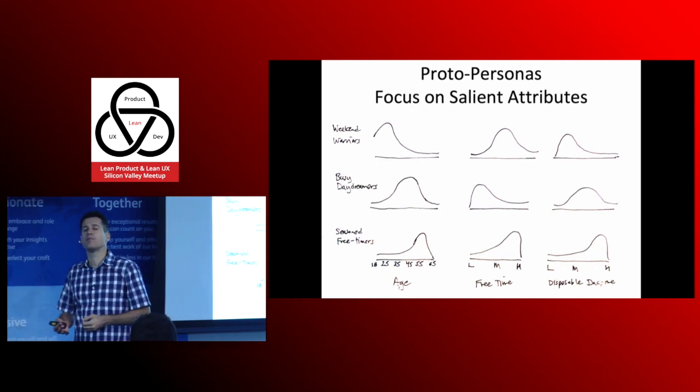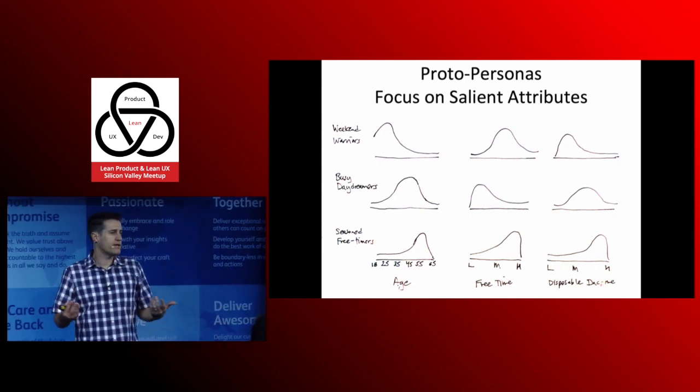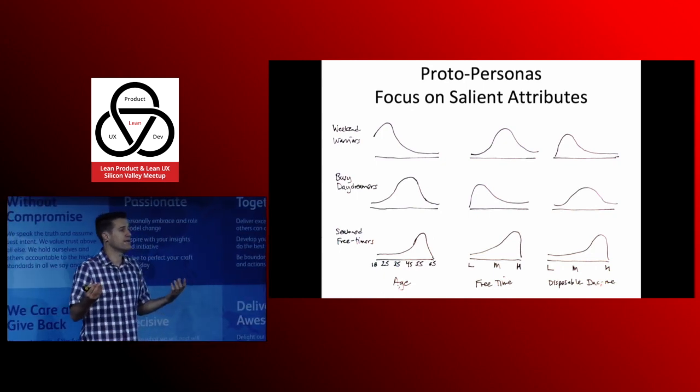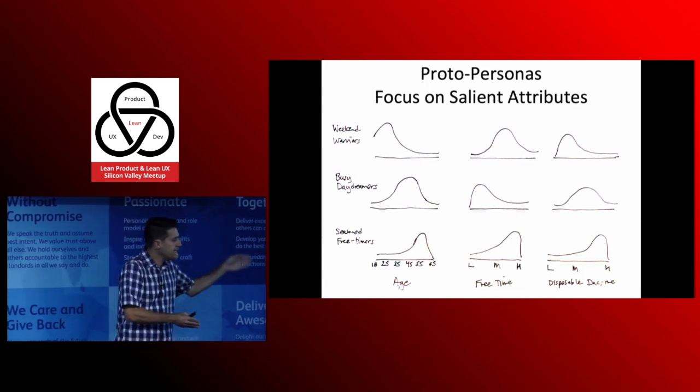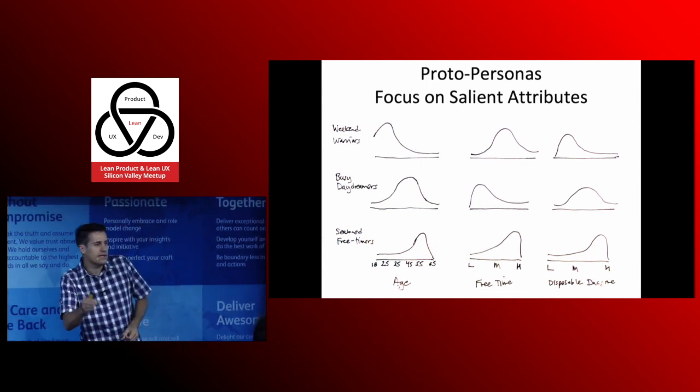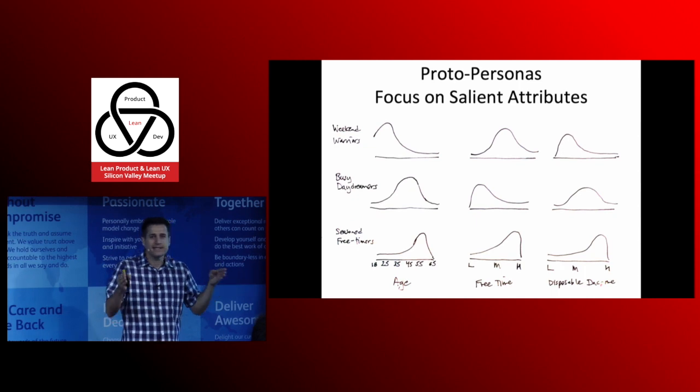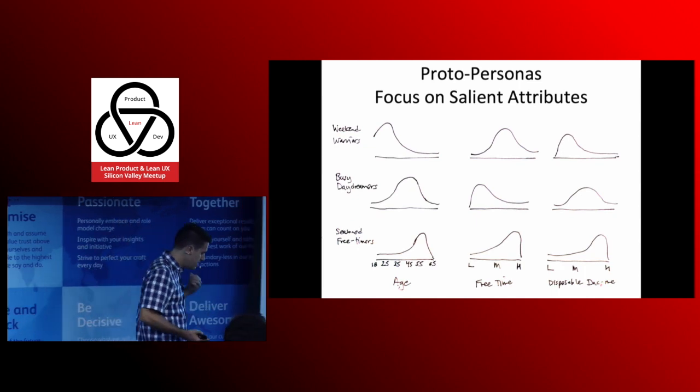Because that's the other thing about personas. People sometimes get tripped up. They're not perfect point estimates, right? It's not like, oh, our persona is 19 and has 5 hours a week free and a disposable income of 66K. That's not it. It's distributions, right? So I did it this way.